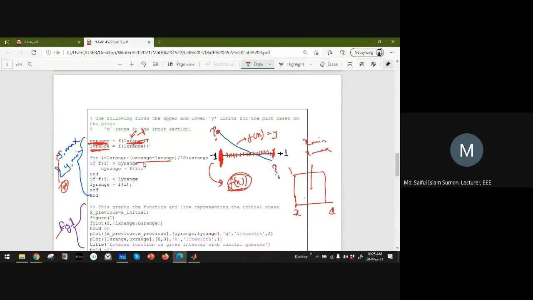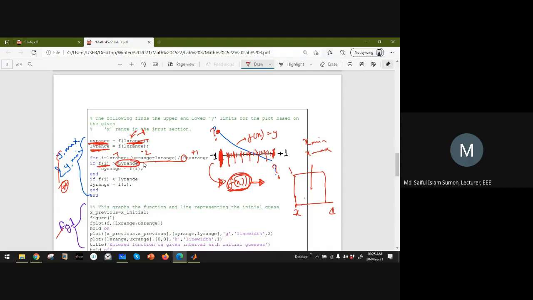For i equal to lower limit of x, that means -1, to upper limit of x, that means +1, this range is divided by actually how much? 10. Sir, 0.2. 10 divisions. I am just taking 10 arbitrary points here, 10 arbitrary x values, and for these 10 x values, I am going to find 10 fx. For each and every time I have to check whether this fx is greater than my upper y or not.